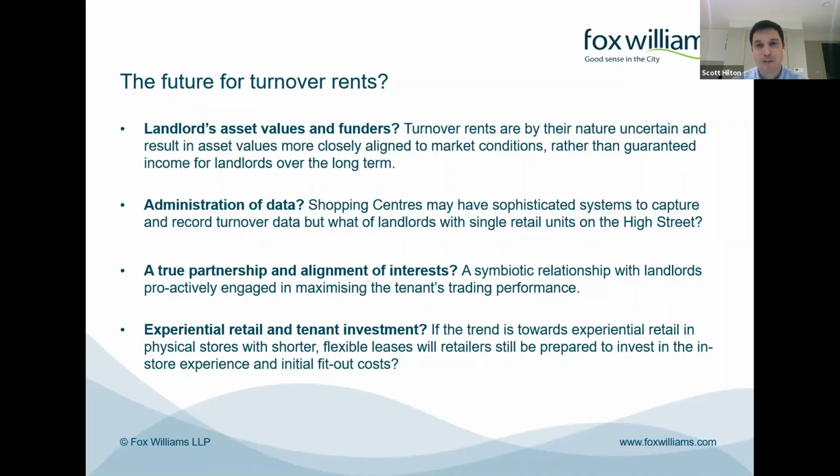For now, turnover rents make up only around 7–8% of rents utilised in retail leases. It's certainly a growing area, but hopefully in this webinar, I've provided an overview of some of the key issues which are going to be relevant to the wider rollout of turnover rents going forward. So I'll hand back to Steve at that point.